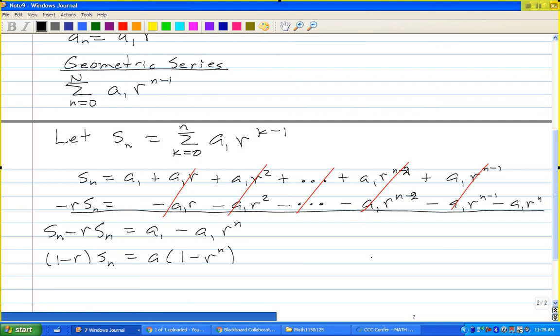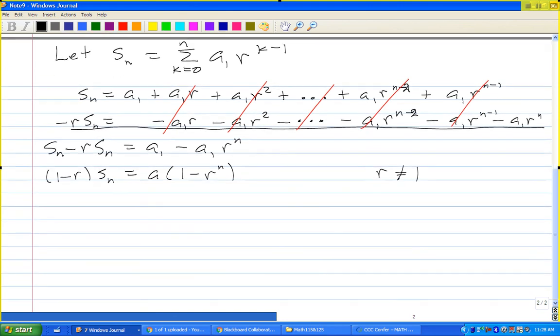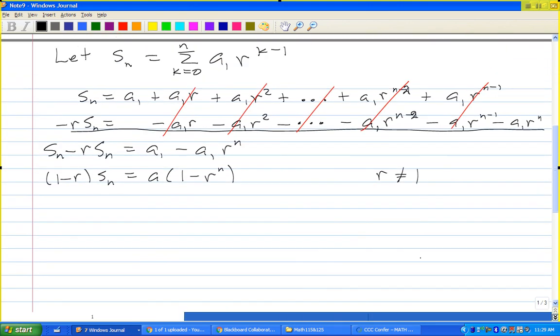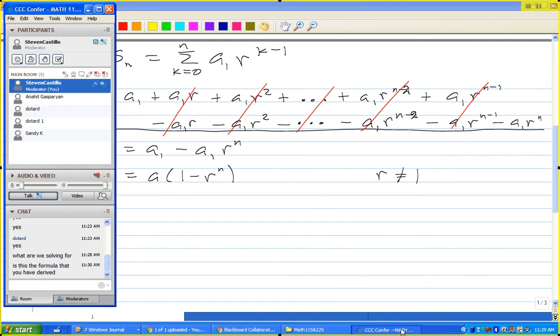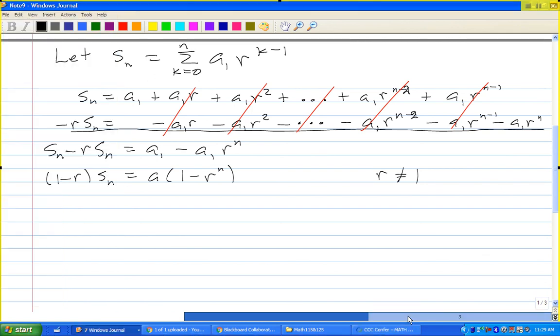Now let's assume that r is not equal to 1. Usually we assume that r is not equal to 1 because it'd be a very boring geometric series. It would just be a1 plus a1 plus a1 plus a1. The sequence wouldn't change. It'd just be 5, 5, 5, 5 forever, or 12, 12, 12, 12 forever. So that's a very uninteresting geometric sequence. So let's just assume that in our series r is not equal to 1.